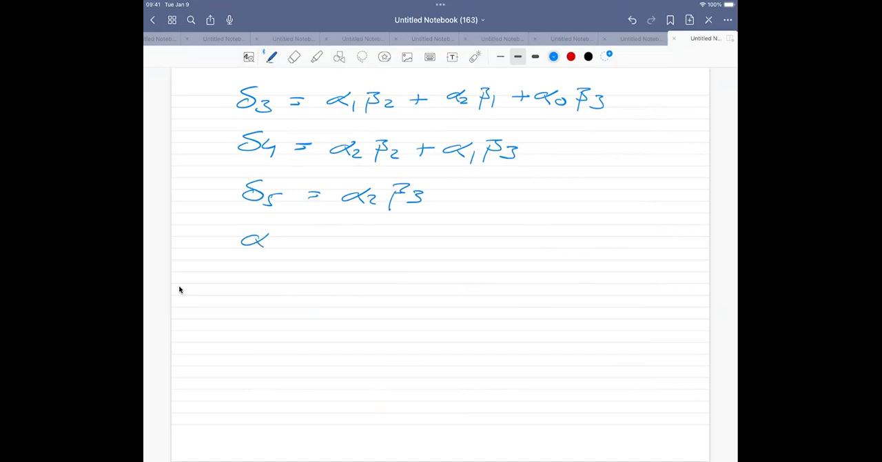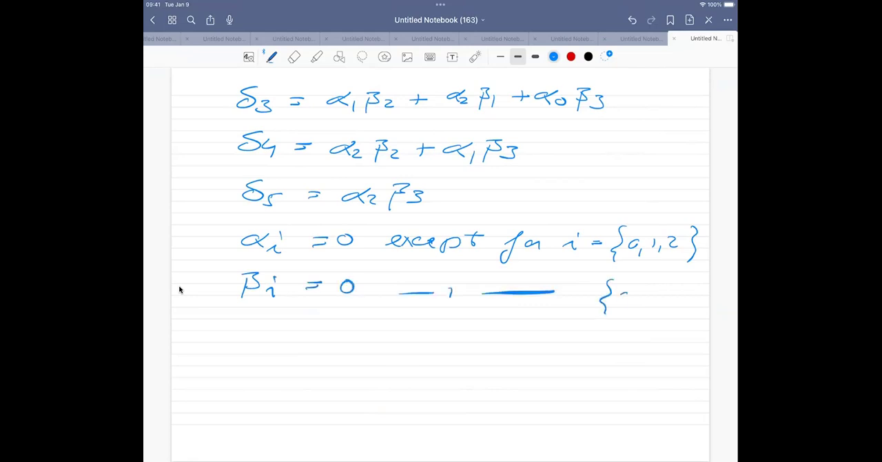If you look at the alpha i's, they are 0 except for i equal 0, 1, and 2. And the same with the beta i's, they're also 0, except for the cases where it's 0, 1, 2, and 3, since this is a third order polynomial.